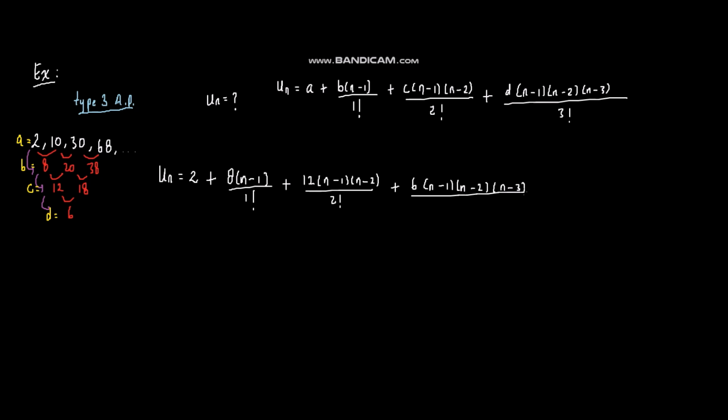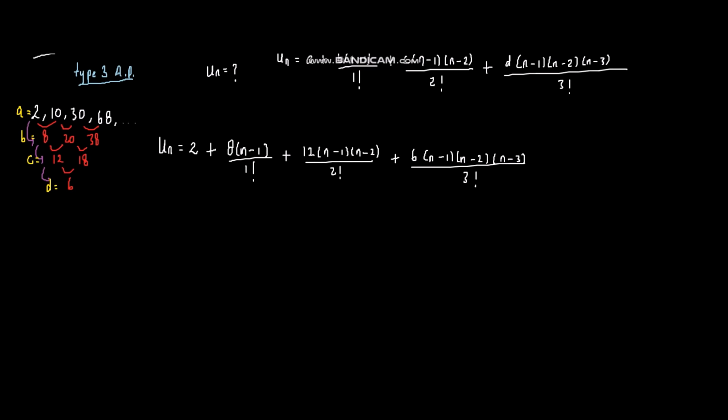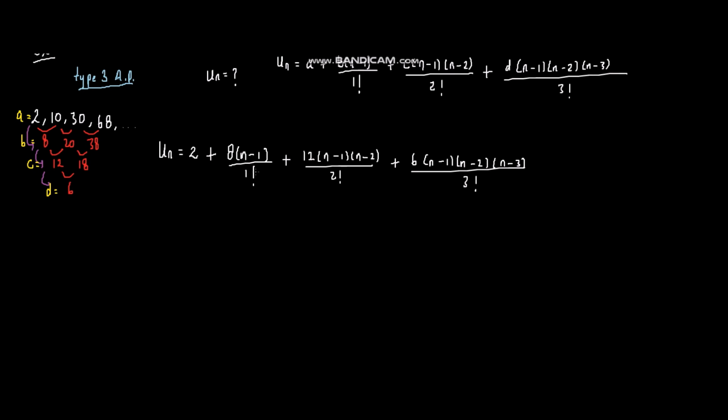And this is over 3 factorial. Now for those of you who haven't learned factorial, factorial is pretty simple. So 1 factorial basically means, okay, I'm going to write it here. 1 factorial basically means just 1. 1 factorial is just 1.